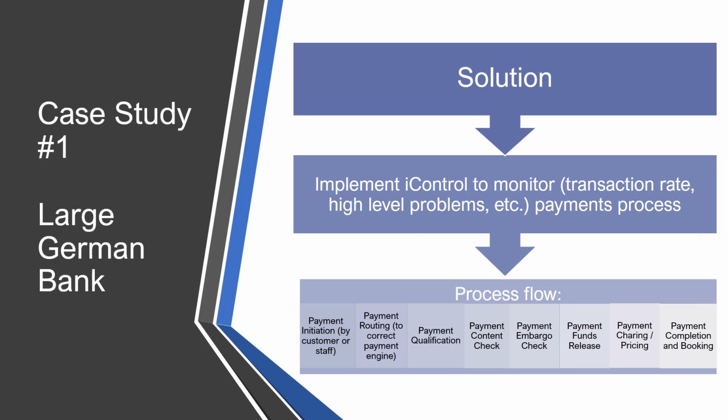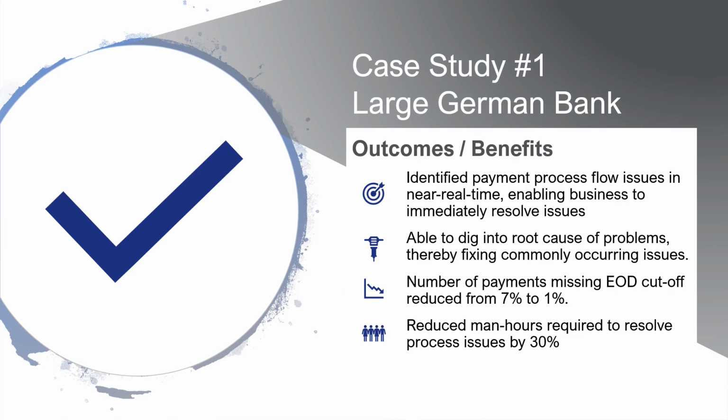We came in with iControl. We modeled their process. We determined their KPIs associated with those process steps. We mapped the KPIs to their data, and we ultimately gave the bank visibility into their business process regardless of how their IT systems were operating. So the outcome of this is that the bank was able to identify problems with their payments process flow in near real time, which enabled them to resolve issues much faster.